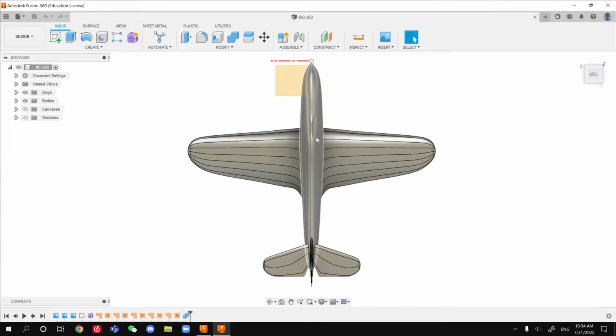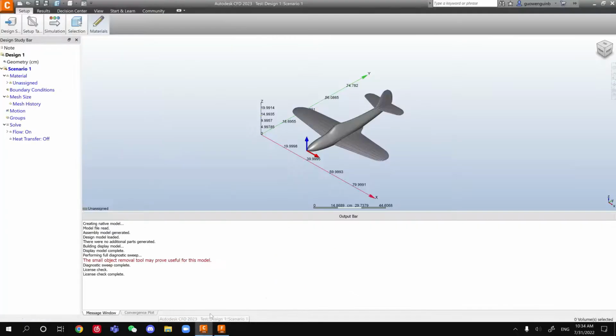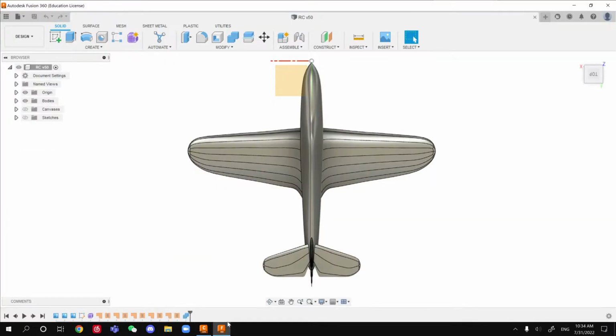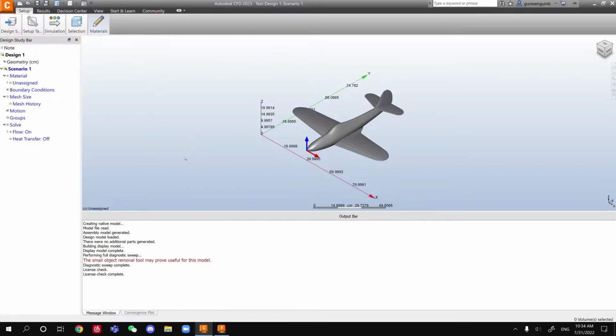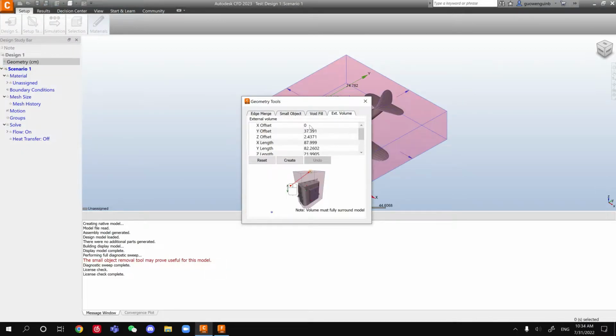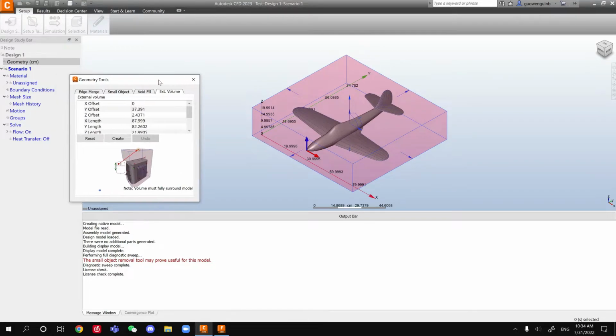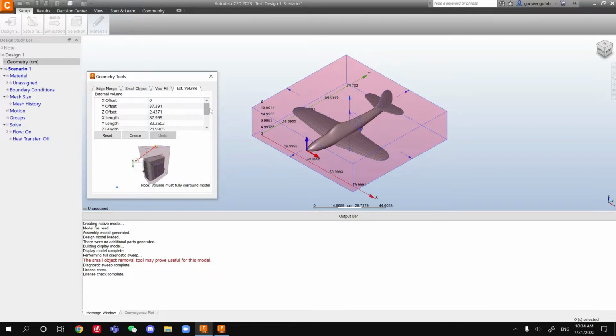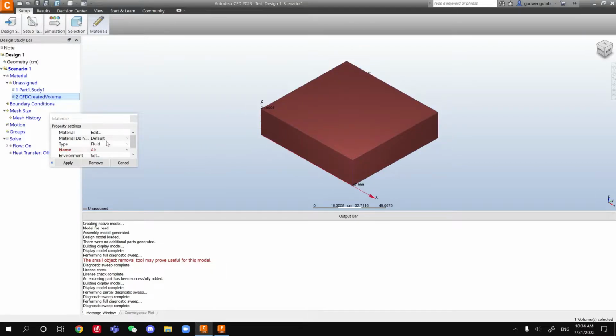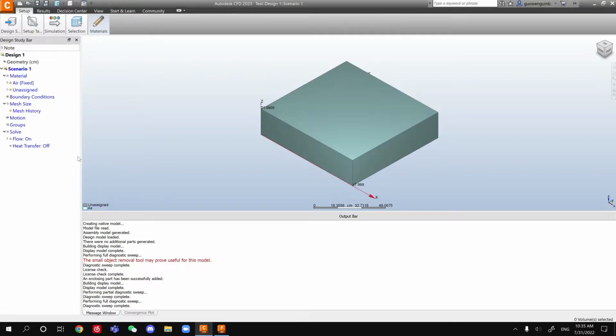Guys, I have designed a RC aircraft model using Fusion 360, and today I'm gonna test it on Autodesk CFD 2023. So the first thing I would do is to create an external volume, and this box that I'm creating will act as the wind tunnel. I will then edit the material of the wind tunnel. Obviously, I want to set it to air, and I'll click apply.